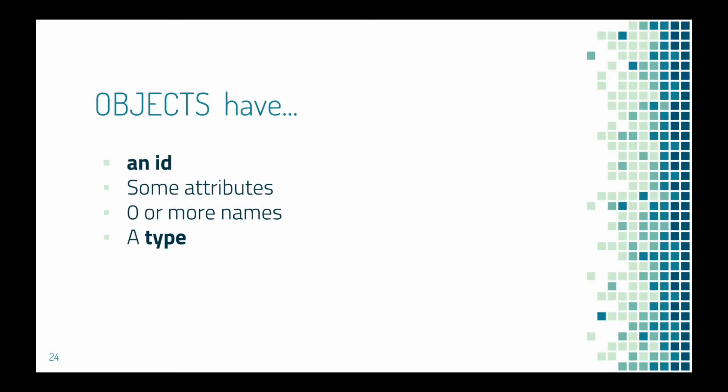So objects have an ID, something to tell you the unique identity of that object. They all have some attributes, things that are true about them in the same way that you might have an age, that's an attribute that you have. Python objects will have different attributes. It will have 0 or more names, and then it will have a type. All right, let's see how that looks.